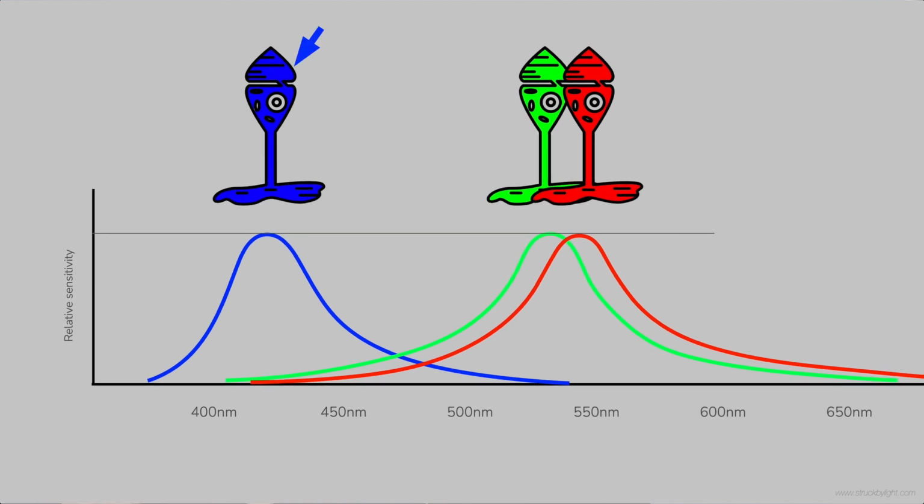This sensor here is most sensitive to wavelengths around 420 nanometers. These two are most sensitive to the region between 530 to 570 nanometers. Now look at the region between 450 to 500 nanometers. The sensitivity is relatively low.